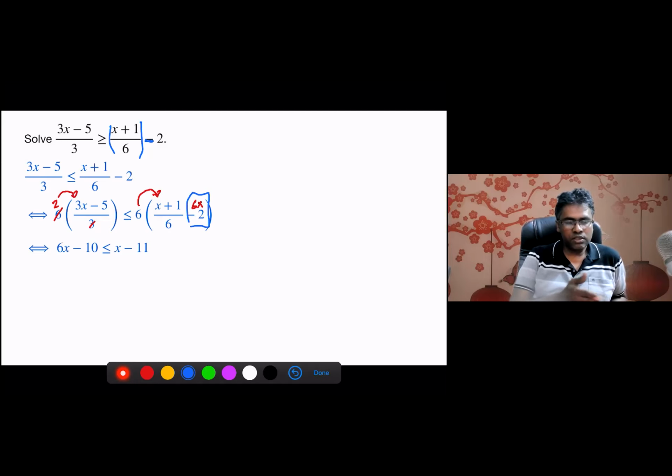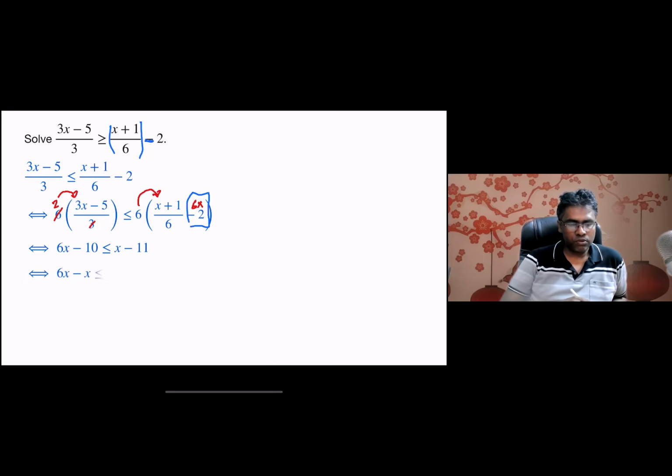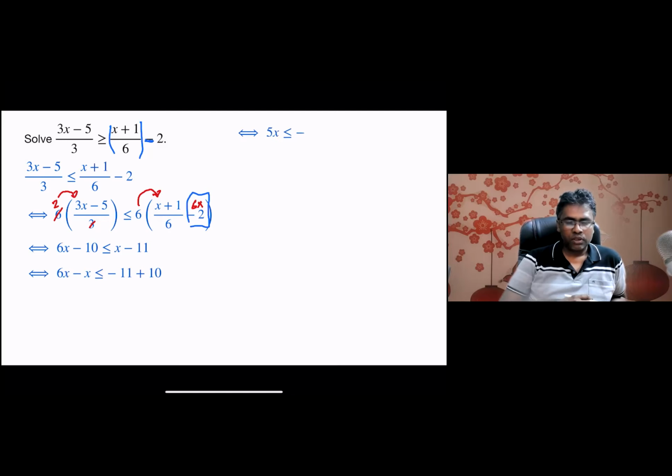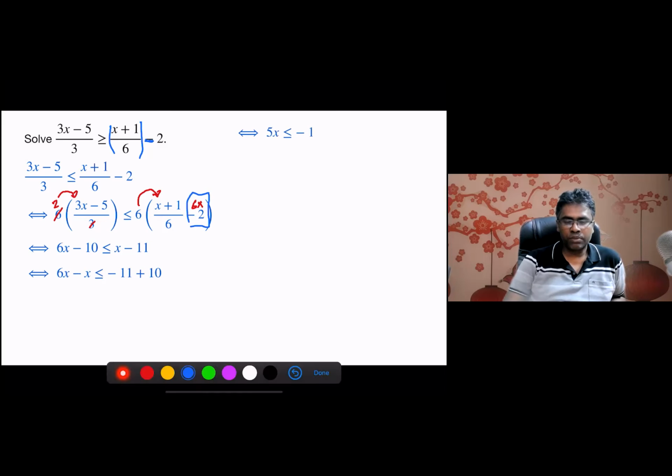And then this x can be brought to the left-hand side, and minus 10 goes to the other side and becomes plus 10. So I have 6x minus x is less than or equal to minus 11 plus 10. So 5x is less than or equal to minus 1, because minus 11 plus 10. Now I'm dividing both sides by 5. Again, this is a positive number.